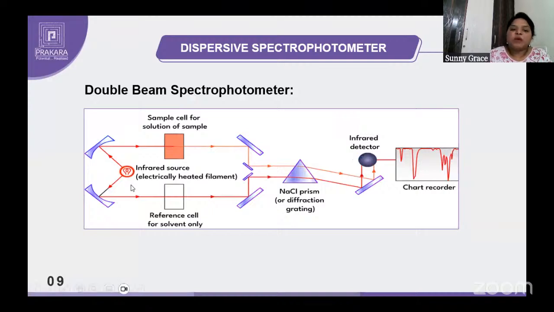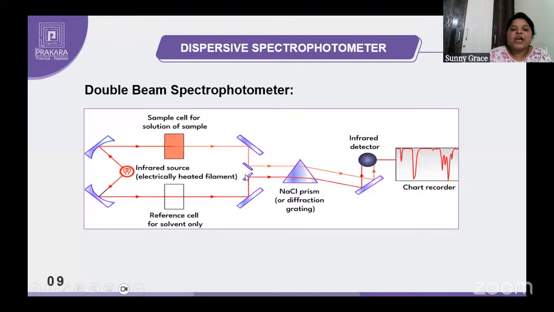What happens in double beam is, this is the infrared source, and from the infrared source equal intensities of light get split and they fall on the mirrors. Whatever blue objects you are seeing here are the mirrors. They fall on the mirrors, and one beam will get into the reference cell and the other beam will get into the sample cell, and with the help of the mirrors they will come and fall on this rotating mirror.